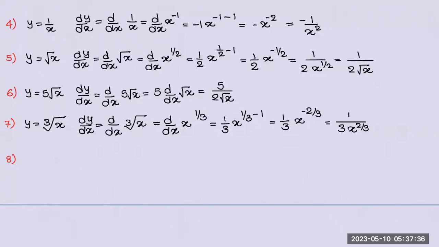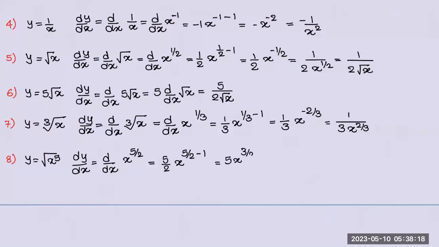Question number 8. Y is equal to root of x power 5. I need dy by dx. Dy by dx is equal to d by dx of x power 5 by 2, I can take. That step I took, no problem. That is equal to 5 by 2 into x power 5 by 2 minus 1. What is the value? 3 by 2, right? 5 into x power 3 by 2 by 2. Clear? Right, n into x power n minus 1. Correct.